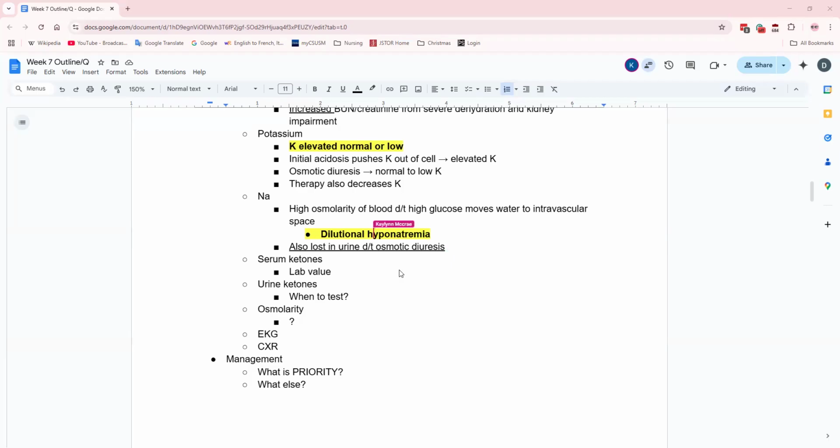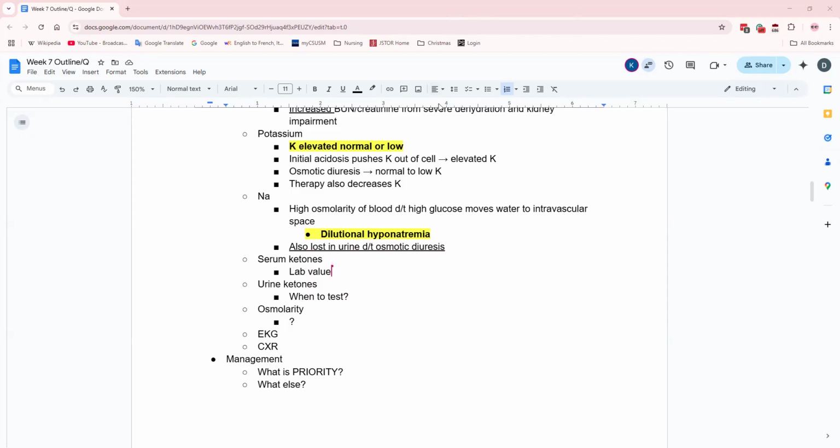But yeah, that one was always strange to me because I was thinking, okay, they're peeing a lot, so I expect things to be really concentrated, and I would have thought hypernatremia, but due to your high amount of glucose pulling more water into the intravascular space, you end up with dilutional hyponatremia. Weird stuff. And also, as you pee a lot, you lose more. Good times.